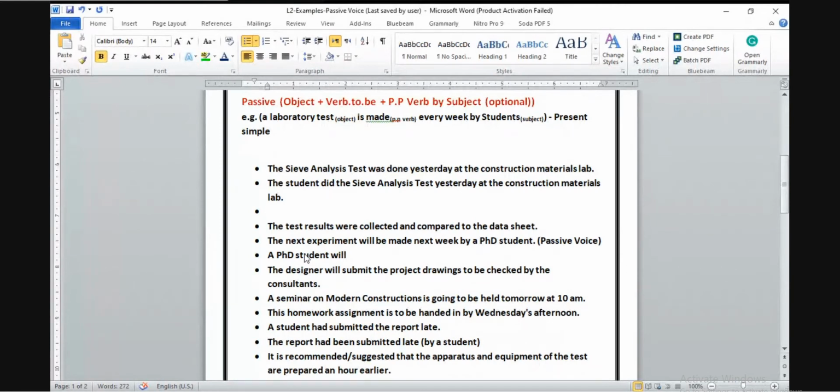Okay. If you read the passive voice sentence, where is the verb action? الفعل مال الحدث is the verb, but because it's passive, it's PP. Now you should make it what? Make, exactly, will make. So a PhD student will make what? The next experiment. Exactly. When? What about the time? Next week. Good. So a PhD student will make the next experiment next week.